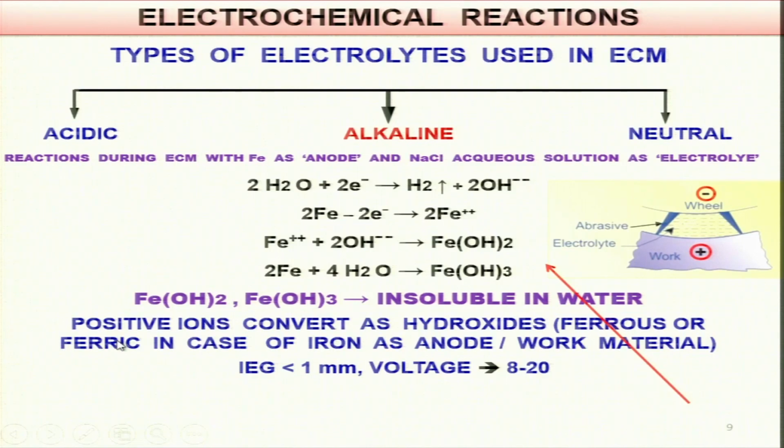Positive ions convert to hydroxides, ferrous or ferric hydroxide, in the case of iron as anode or workpiece material. Here the inter-electrode gap is normally less than 1 millimeter, which I showed you in the earlier figure, and it is continuously varying along the material removal zone. Voltage is taken 8 to 20 volts, which depends upon your workpiece requirement, that is, the tolerances you require, surface finish you require, and material removal rate you require.